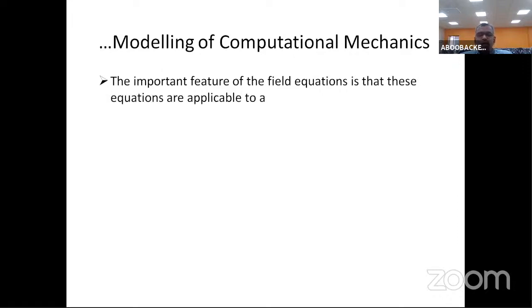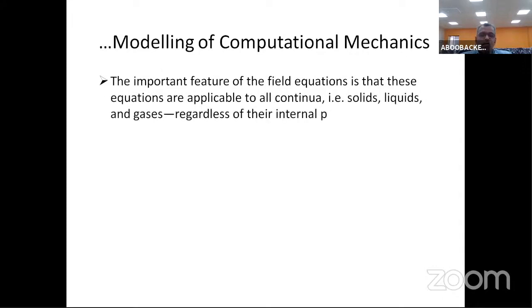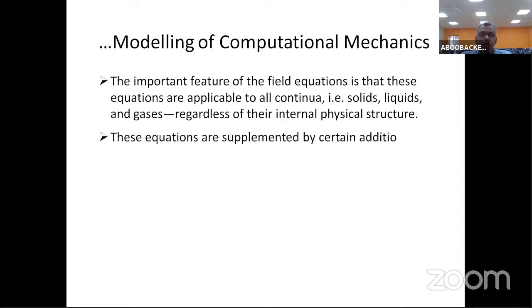The important feature of the field equations is that they are applicable to all continua, that is solids, liquids, gases, regardless of their internal physical structure. That should be valid irrespective of whether it is gas, liquid, or solid, and these equations are supplemented by certain additional basic equations.